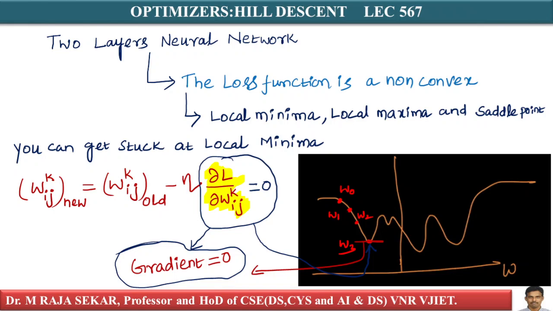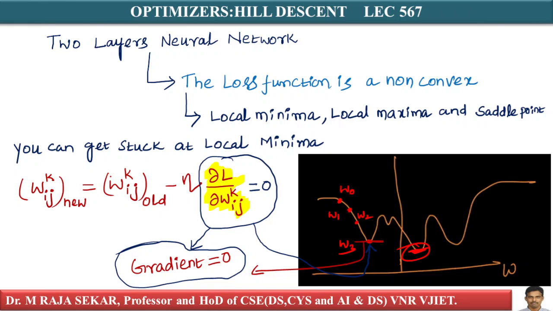That's what it says. Here, I came here and I am stuck because the gradient becomes 0. I am stuck at W3. It is a local minimum. What I got here is a local minimum, while the global minimum is somewhere else. Let me say this is my global minimum. You are stuck at the local minimum, but your global minimum is somewhere else, isn't it?